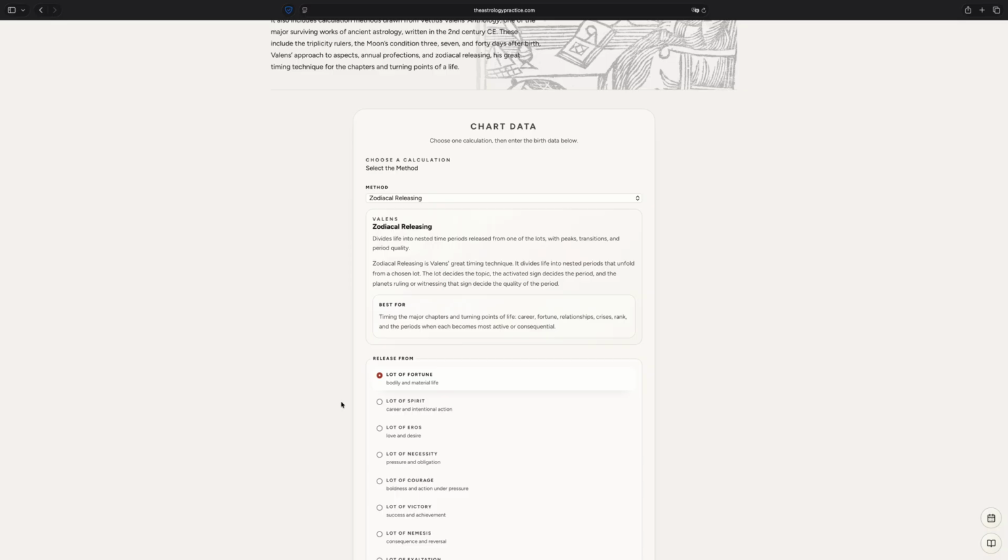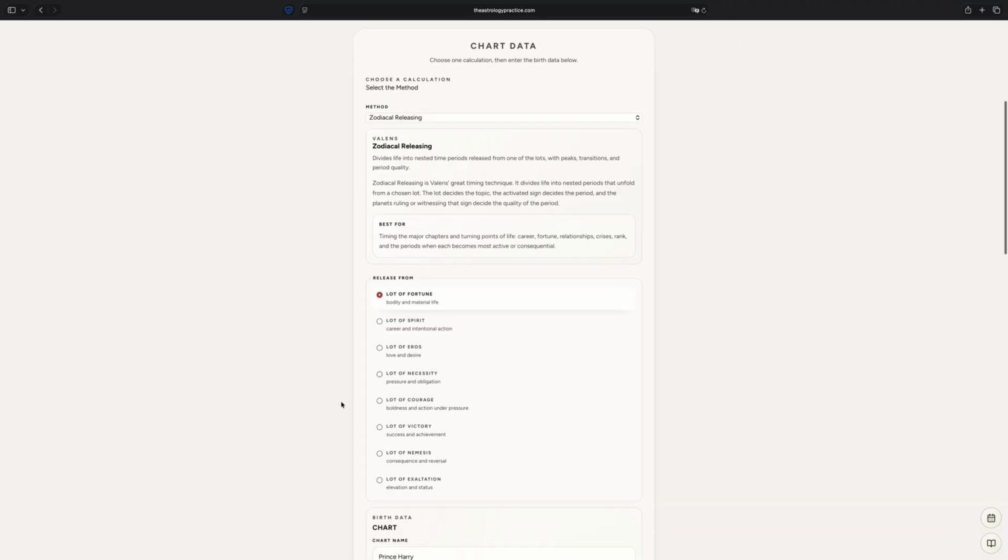They're called peak periods. If you want a timing technique that can split your life into chapters and show which period of your life is the most active and important in a particular life area, the zodiacal releasing method is what you want to use. It is very reliable. There are different lots that you can release from, so I'm choosing to give the 7 Hermetic lots.